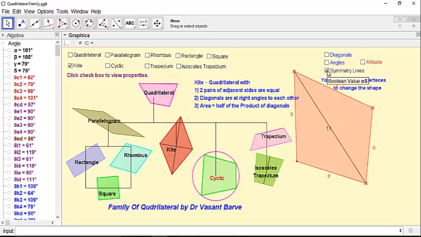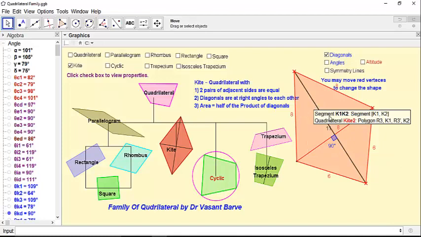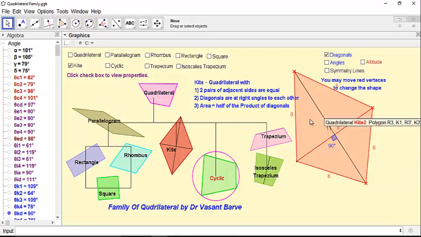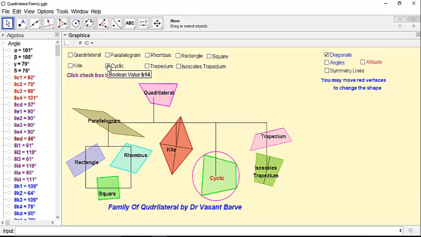Now next comes the diagonals. You see that the diagonals cut each other at right angles. This diagonal gets bisected, this diagonal does not get bisected, and therefore the area formula becomes very, very simple. You just multiply the two diagonals and divide it by 2, you will get the area of this particular quadrilateral.